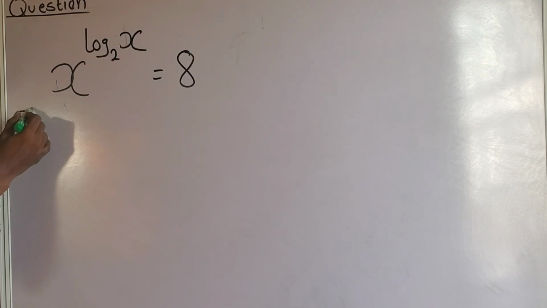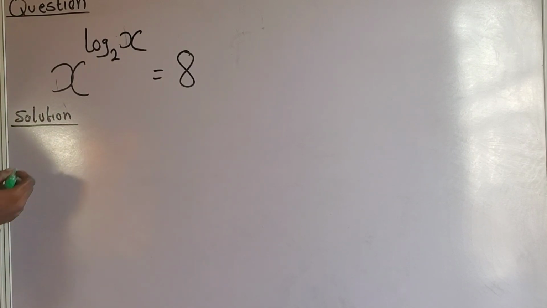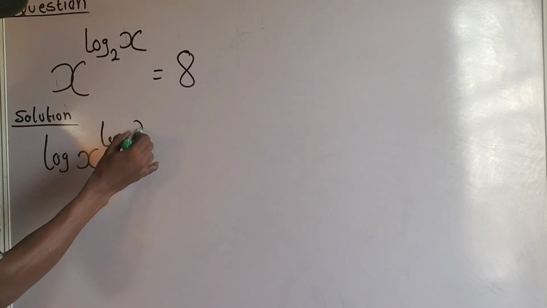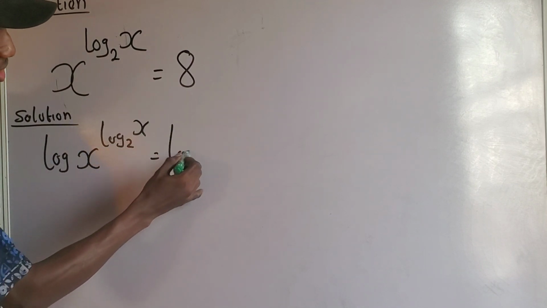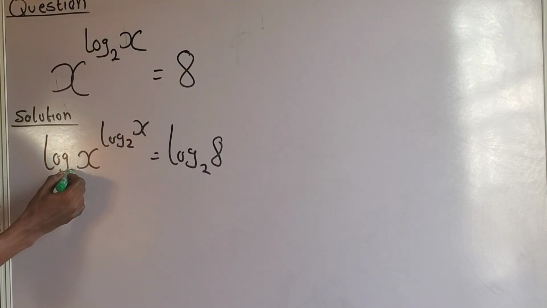So for this, now let's take the logarithm of both sides. I'm going to have log of x raised to the power of log x base 2 equals log 8. Log 8 base 2. Are you getting it? Now, please pay attention. Let's put base 2 as well.